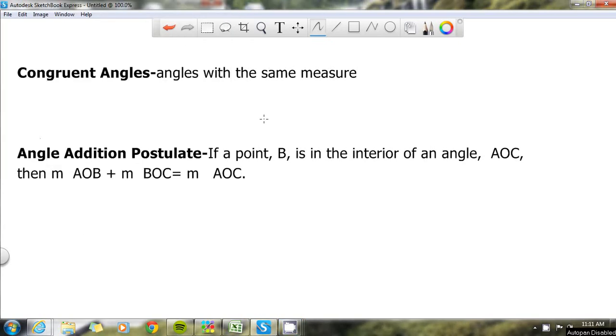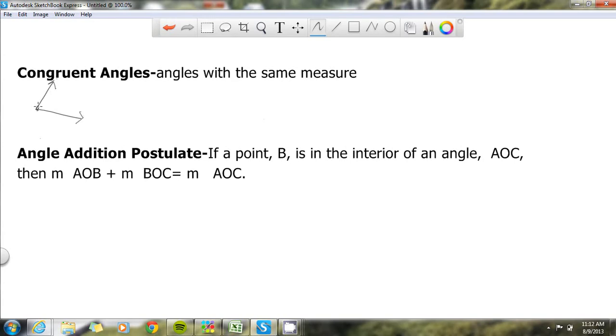Congruency, remember, means same size, same shape. So if we're going to talk about congruent angles, they are angles with the same measure. For instance, if we have an angle that looks like this. Now remember, we name our angle. Let's put our arrows on our rays.